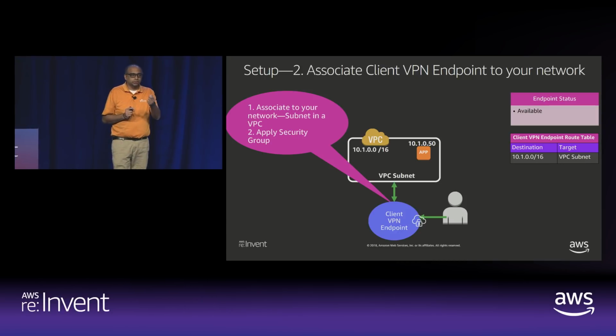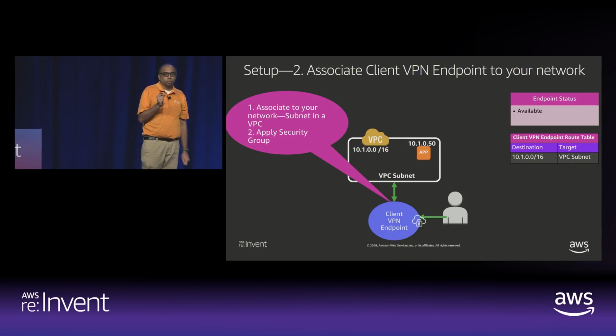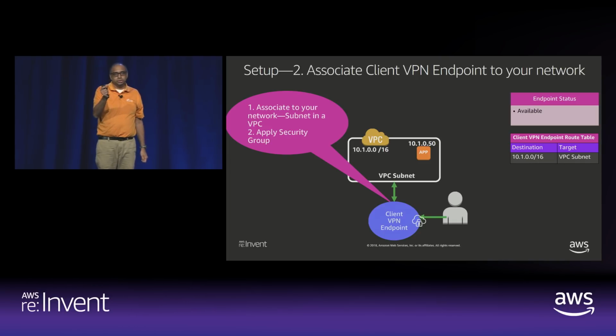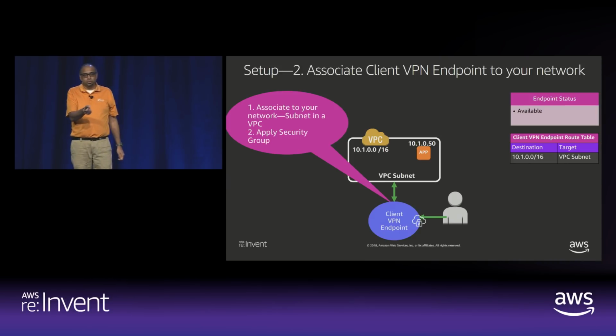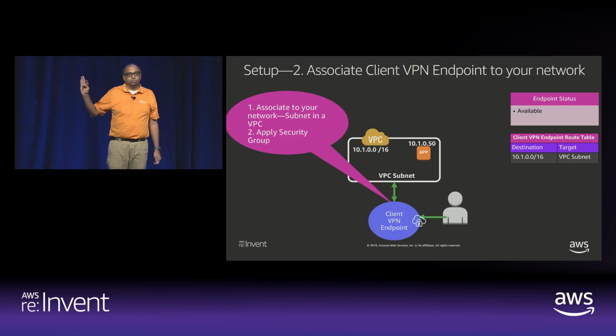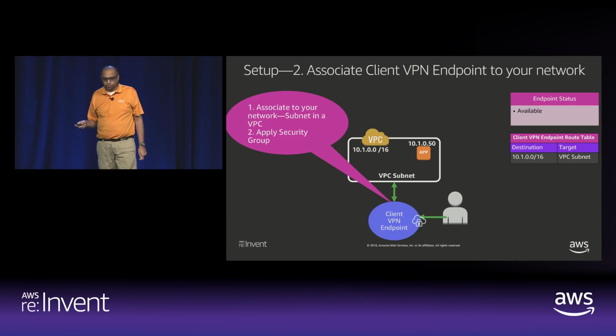When you associate a subnet to this client VPN endpoint, we will automatically add the local route of that VPC, only the local route, not any of the learned routes, to our route table. The route table looks like this: in this case, your VPC is 10.1/16, so your route table will say your destination is 10.1/16, and the target is that VPC subnet that you associated.